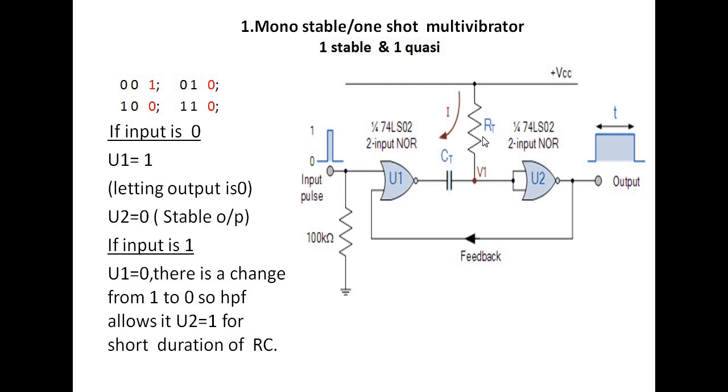Here, look at the RT. RT is connected to the positive voltage. So the same positive voltage is given to the U2. Two inputs are connected together and given to the second NOR gate. Means both the inputs for the second NOR gate is high. If both the inputs for the NOR gate is high, output is 0. So that low output or 0 output is given back to the U1 in the form of a feedback.